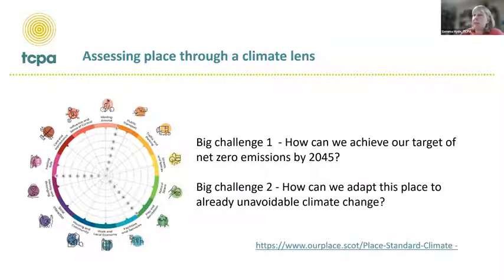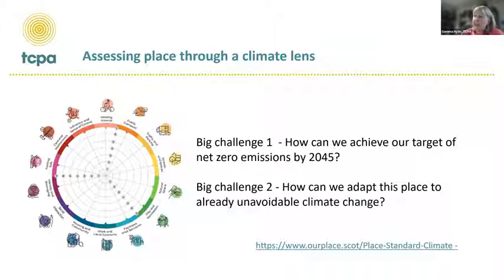Scotland developed this thing called a Place Standard tool, which allows you to go to groups of people and they can talk to you about their place and rate how good or bad the level of facilities and things there are. And that will allow you to identify gaps potentially that you can then look to fill. They recently released this one, which is the same tool, but it's got a climate lens on it.